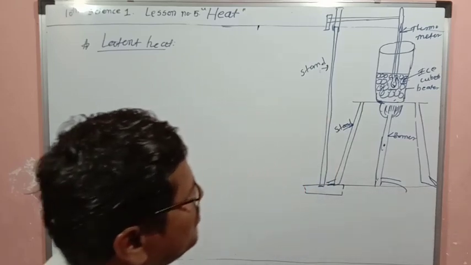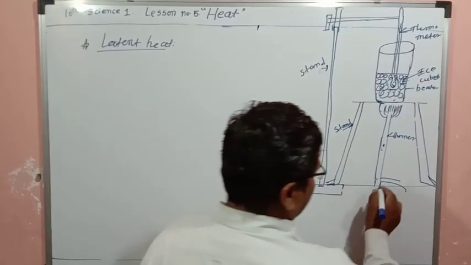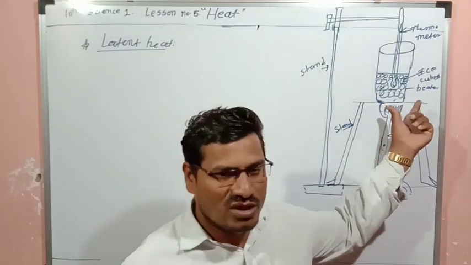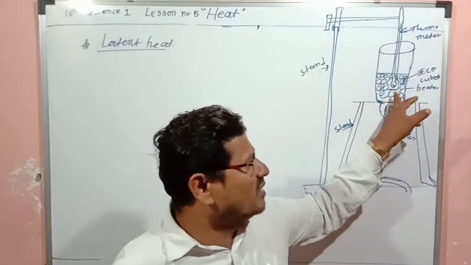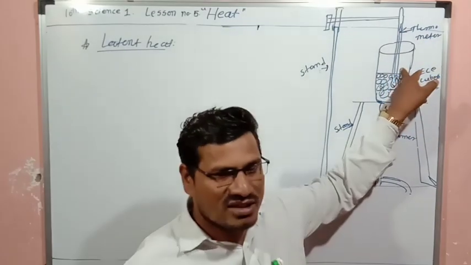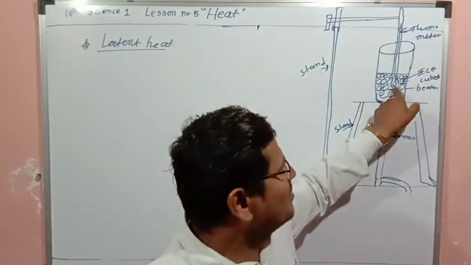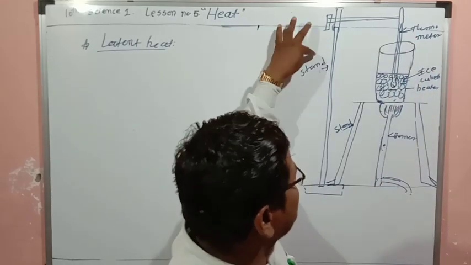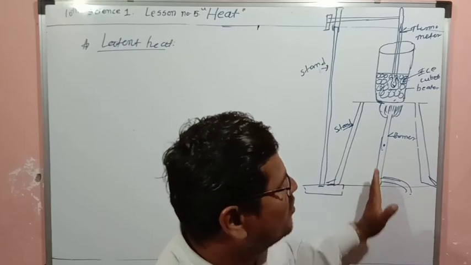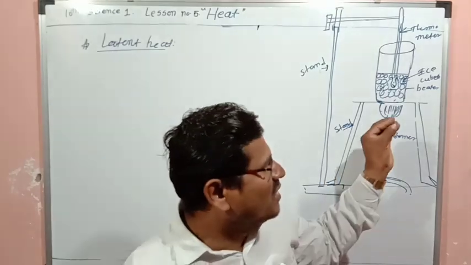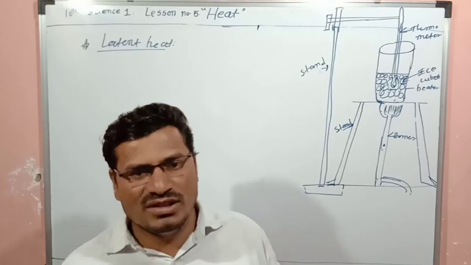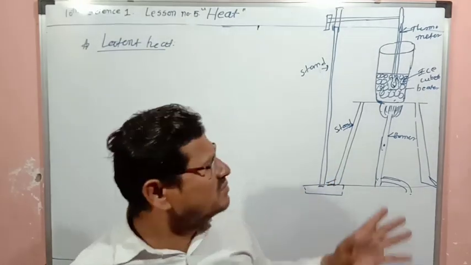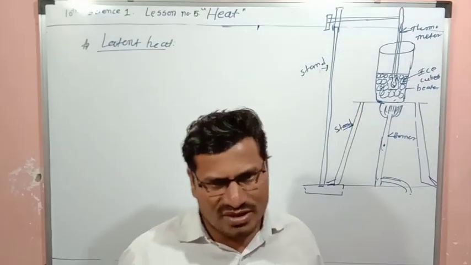Okay, so what happens now? Like this way your arrangement. You are taking one beaker, in that you are taking ice cube, in that you are inserting one thermometer bulb, then ice cubes, beaker is there, stand is there, burner is there. And if you start heating, so ice at 0 degrees Celsius, ice is there. So what will happen? Initial temperature will be 0 degrees Celsius.